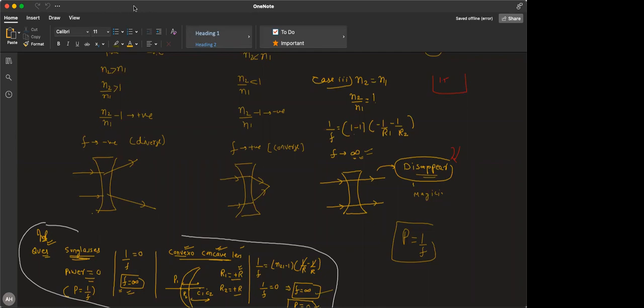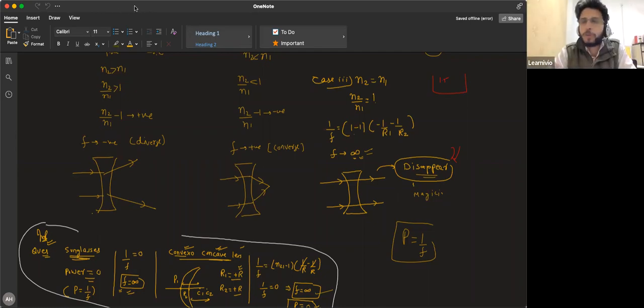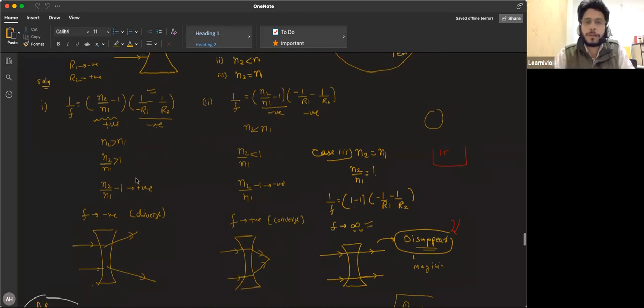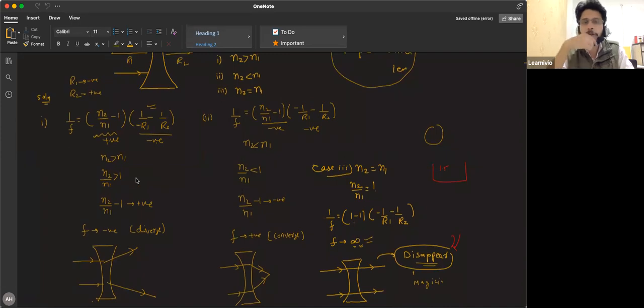Yeah, power is 1 by focal length. So if I'm taking a spherical lens which has a curvature, that lens should have a definite focal length and it will have a non-zero power. But if we talk about sunglasses, sunglasses are spherical lenses. But what is the power of sunglasses? It's zero, right? Yes, sir.